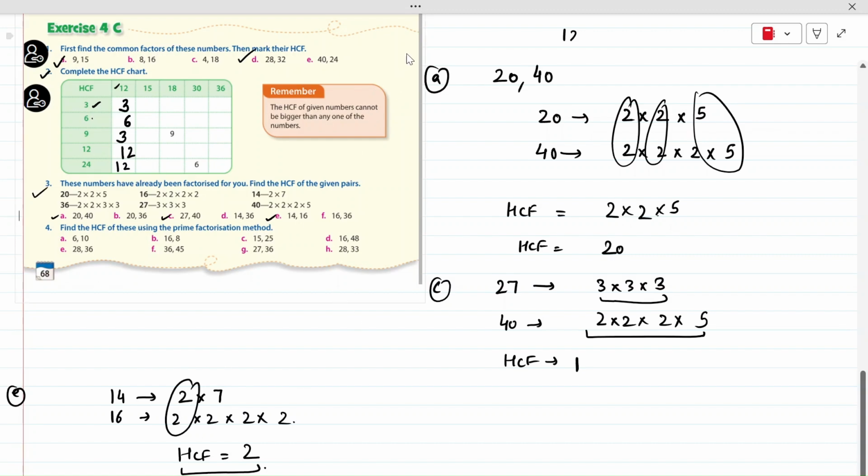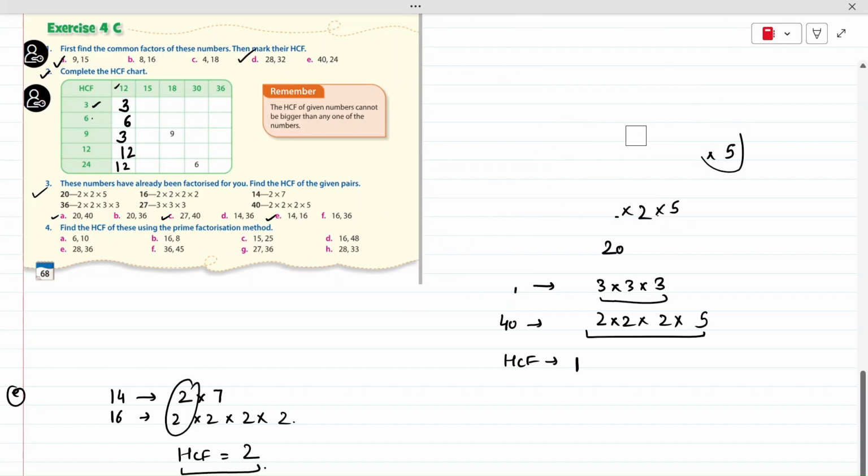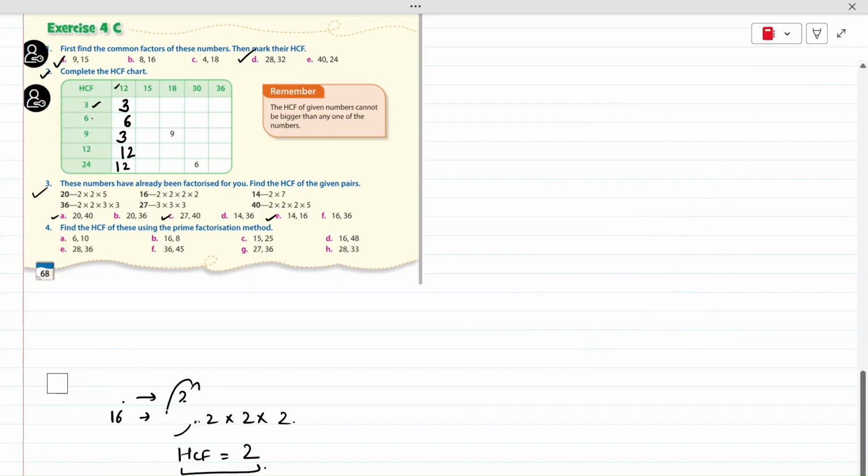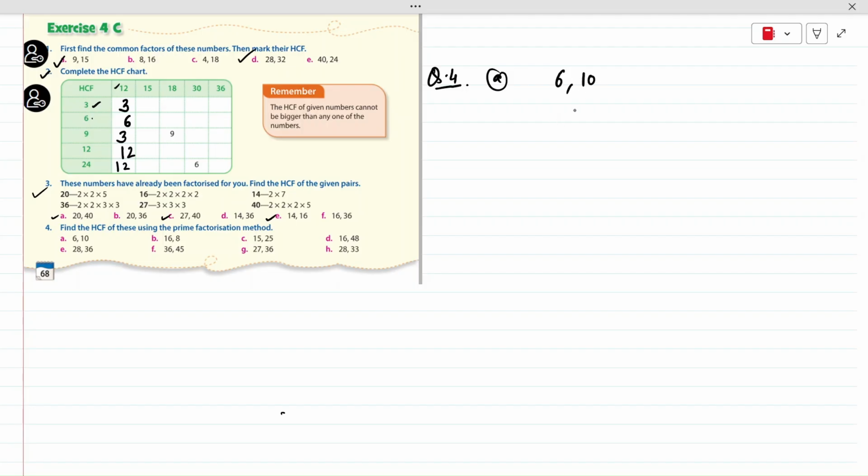And now let us do the last part of this exercise, which will also complete this chapter. Okay, so what is there in the last part? What we have to do is find the HCF using the prime factorization method. Question number 4. So the first part given to us is 6 and 10. Let us find the factors of 6 using prime factorization. It is simple, 2 and 3. So the factors of 6 are 2 multiplied by 3. Similarly, the factors of 10 are 2 multiplied by 5.